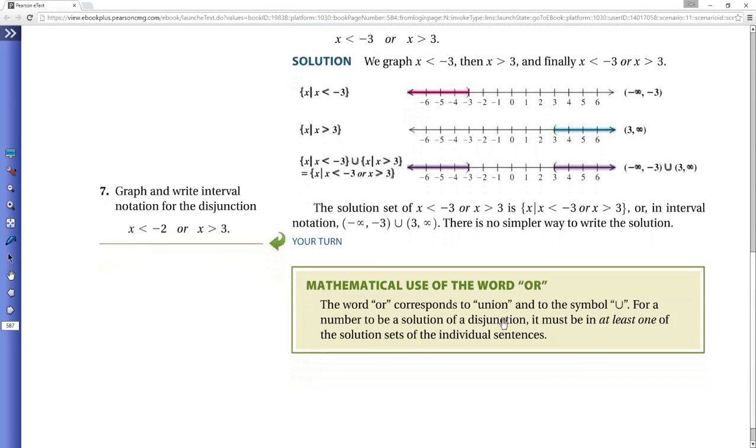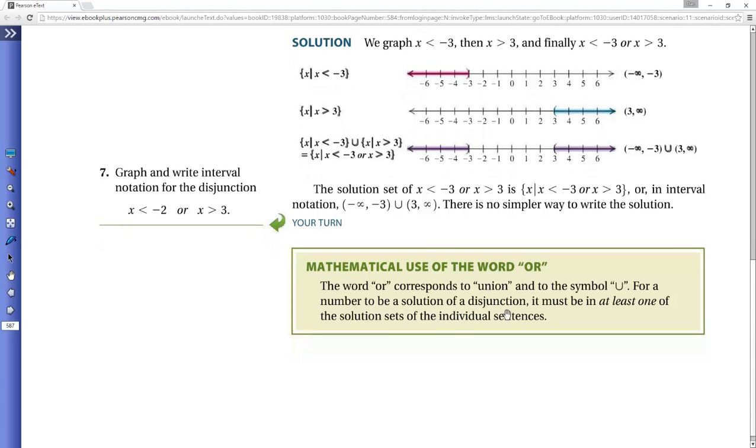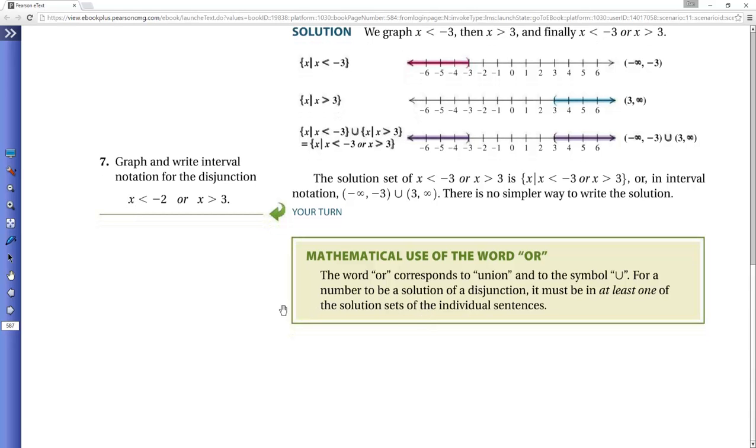So then they talk about this mathematical use of the word or, to union, or the symbol, this U, and stuff like that. Sometimes called disjunction. And it must be in at least one of the solution sets of an individual sentence. Okay?